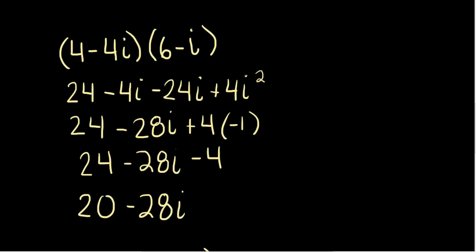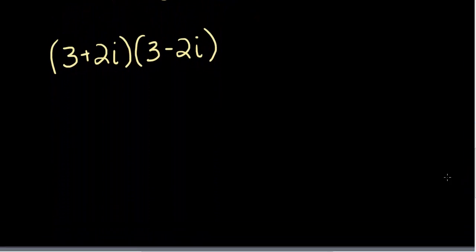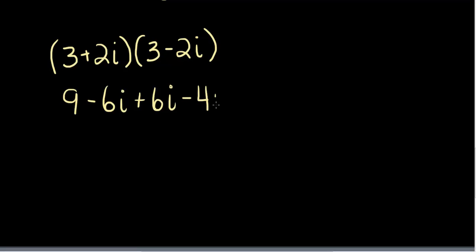Okay, let's try one more example. Again, we're going to use FOIL. 3 times 3, that is 9. 3 times -2i, that is -6i. 2i times 3, that is positive 6i. 2i times -2i, that is -4i squared.